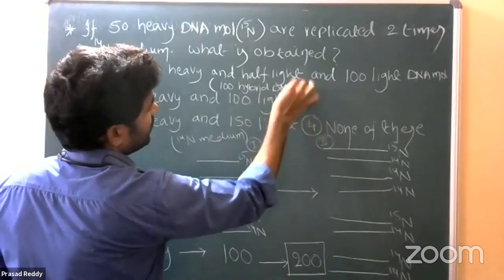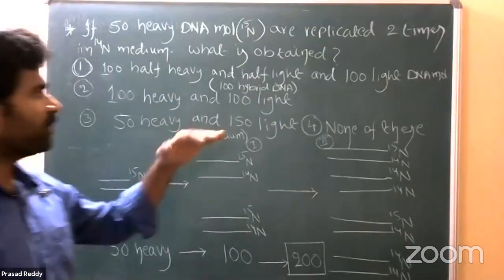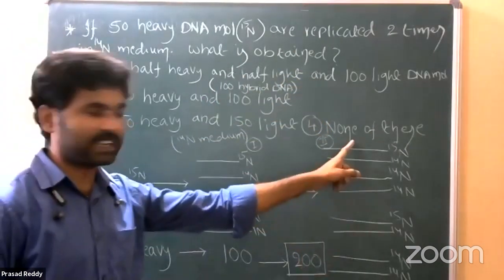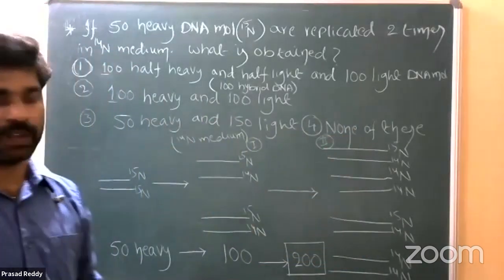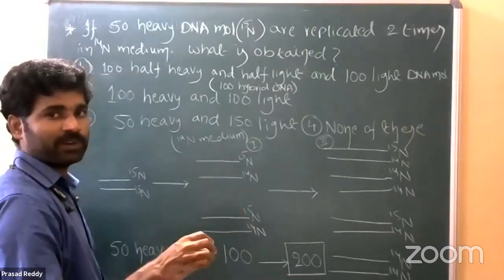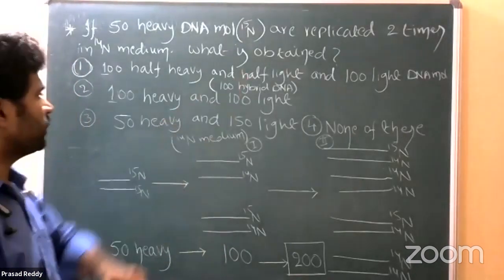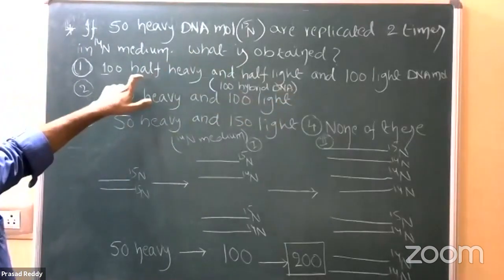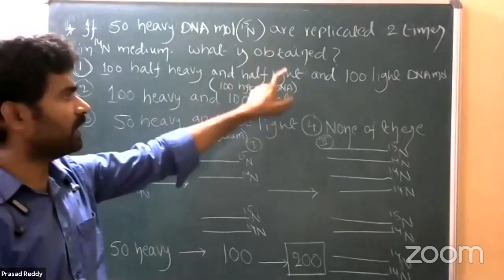Say after second generation, the ratio of hybrid DNA molecules to light DNA molecules is 1:1. But the total number of DNA molecules here is 200. In 200 DNA molecules, 100 are hybrid DNA molecules and 100 are light DNA molecules. So 100 hybrid DNA molecules means 100 half heavy and 100 half light.